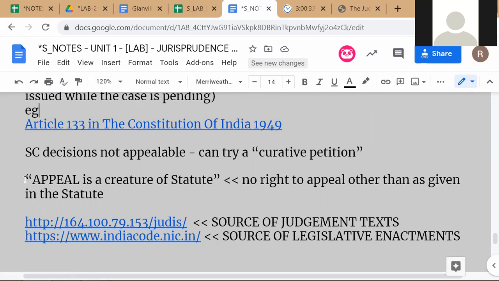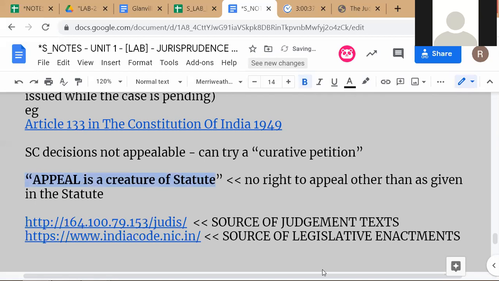The general thing about appeal is the statement we make that appeal is a creature of statute. So there is no appeal unless it's given in the statute. This is a principle you have to remember. You don't generally have a right to appeal.